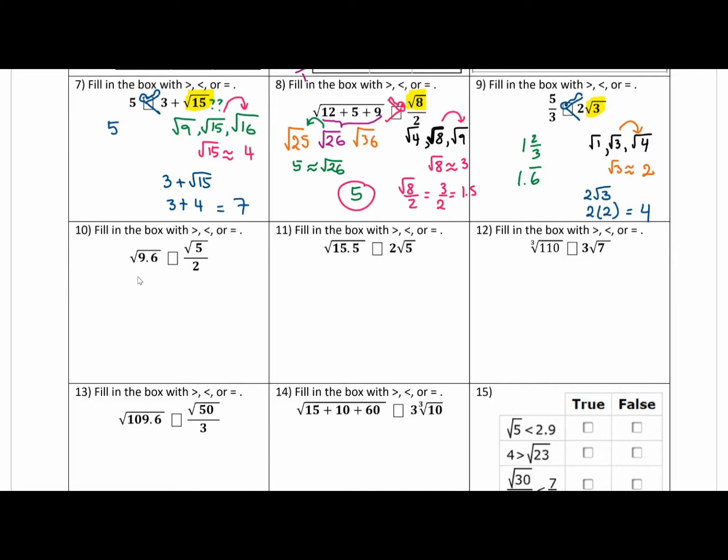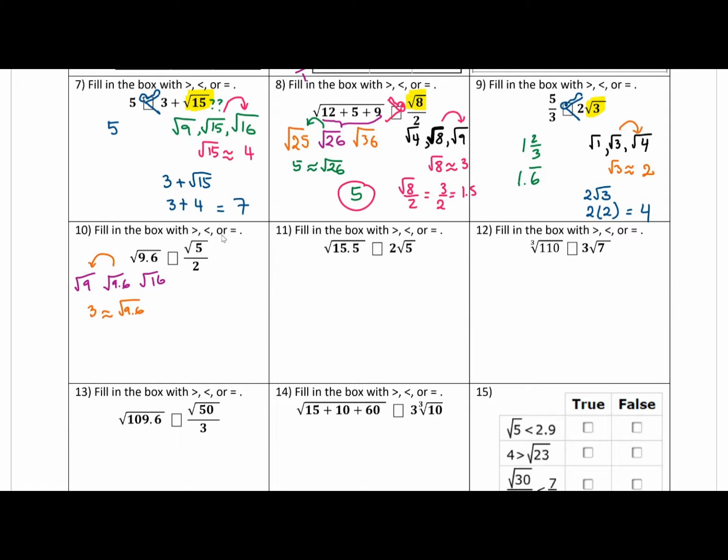Number 10, we have square root of 9.6. What are two perfect square numbers that 9.6 stays in between? So the square root of 9.6 is in between the square root of 9 and the square root of 16. The square root of 9.6 is closer to 9, so basically we round down. That is roughly around 3. The square root of 9.6 is around 3.